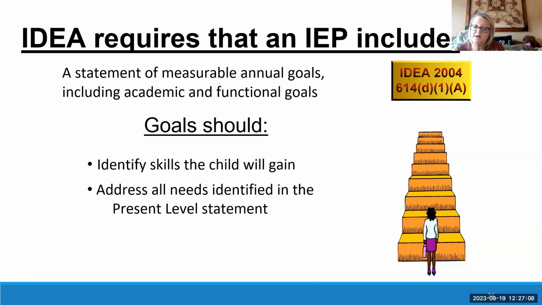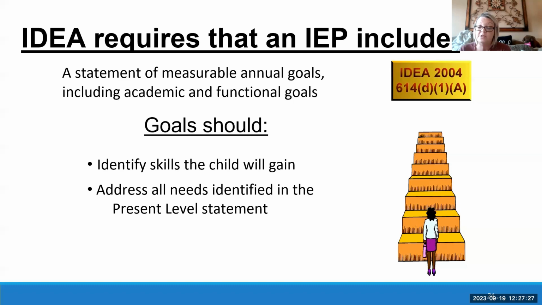degree, or criterion. How well must the student perform the skill? So 92% correct as measured by twice weekly probes. 4 out of 5 assessments as measured by a scoring rubric.